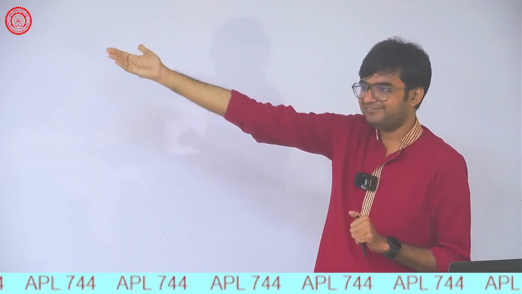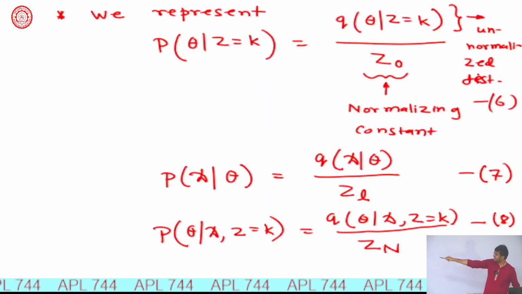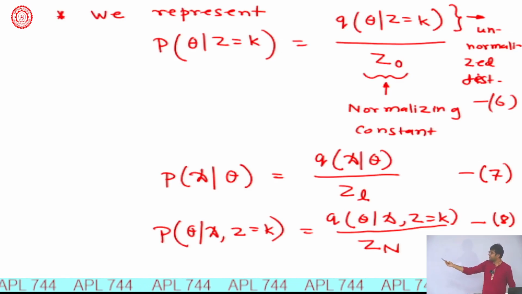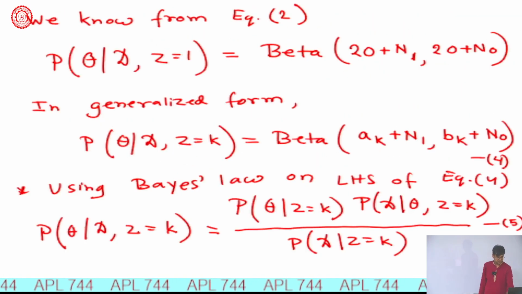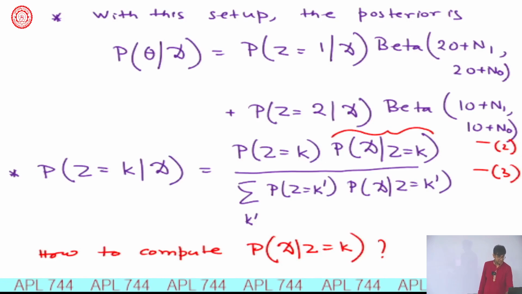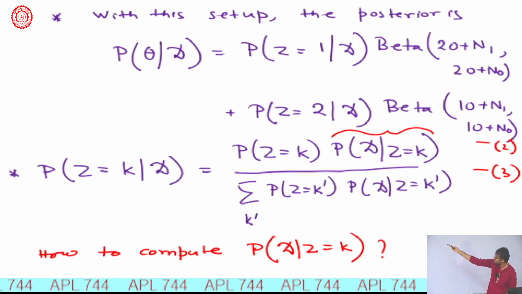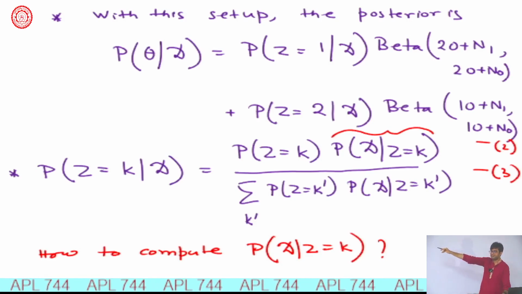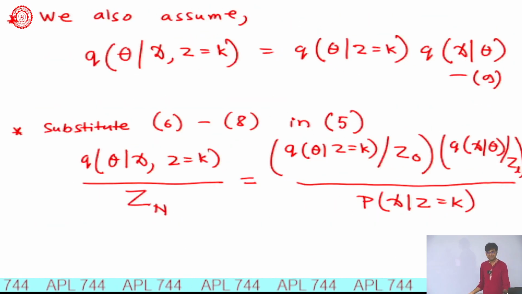I will repeat this part again. What is z n? From here you see, z n is the normalizing constant for probability of theta given d comma z equal to k. What is probability of theta given d comma z equal to k? If I go back, I have it somewhere here, and I can see that it is a beta distribution, equation number 2, right. And normalizing constant of the beta distribution is beta function. So, Zn will be equal to beta function, clear.